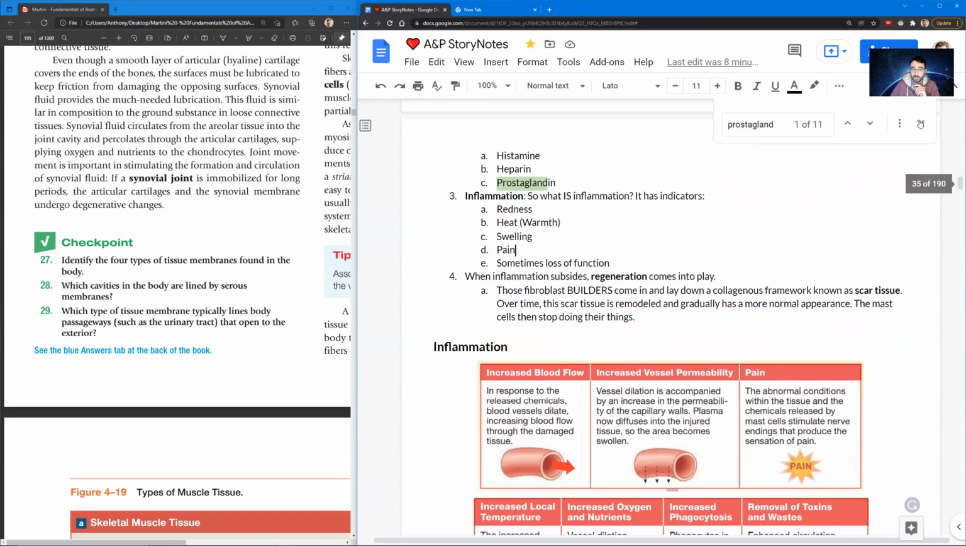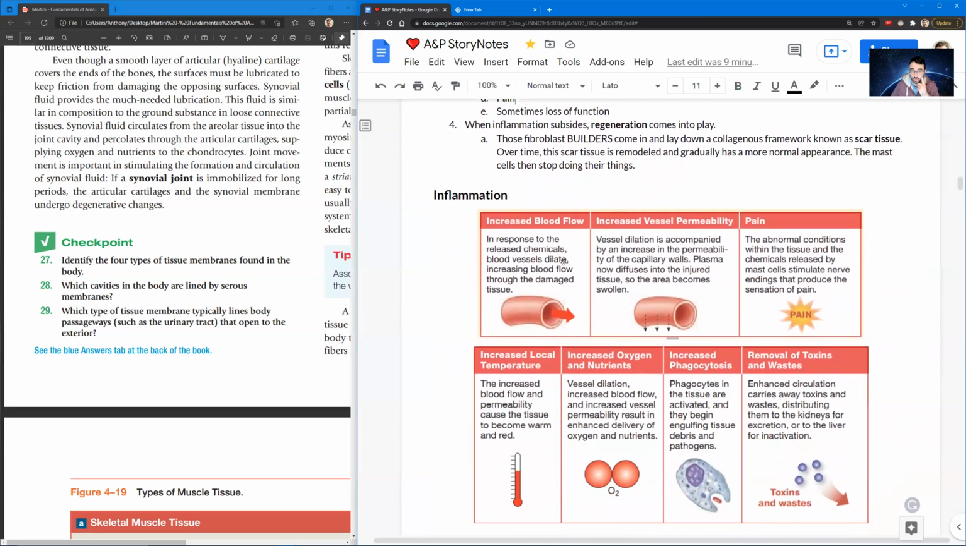Then we have inflammation, which you can see is happening by redness, by heat, by swelling, by pain, sometimes by loss of function. When the inflammation stops, regeneration comes into play. And remember, those fibroblasts, those fiber builders, come in and they lay down a collagenous framework known as scar tissue. Over time, the scar tissue is remodeled and gradually has a more normal appearance. So think about the scars that you have if you have a serious cut or something. The mast cells then stop doing their thing with the histamines, all right?